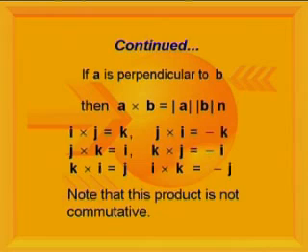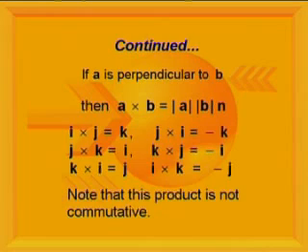And j cross k is equal to i. Similarly, k cross i is equal to j. But if we change the direction, so j cross i is equal to minus k, and k cross j is equal to minus i, and i cross k is equal to minus j.